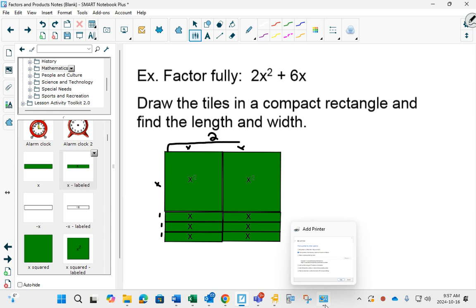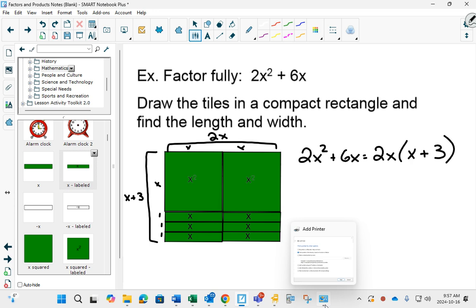So can you see that this whole side is 2x, and this whole side is x plus 3. So that means that 2x squared plus 6x is equal to 2x times x plus 3. One of the beautiful things about factoring is after you've factored, you can distribute to actually check, does it work? And 2x times x is 2x squared. And 2x times 3 is 6x.